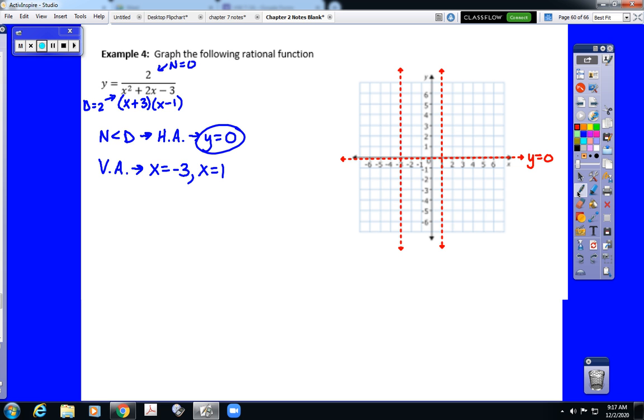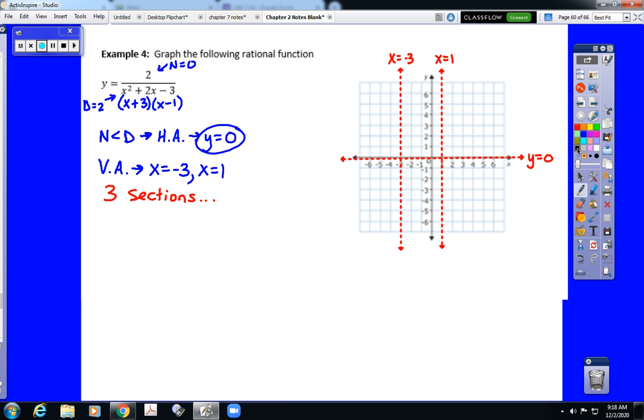Which means we have 3 sections. We have the section to the left of x equals negative 3. We have the section between x equals negative 3 and x equals 1. And we have the section to the right of x equals 1. So we have 3 sections this time.